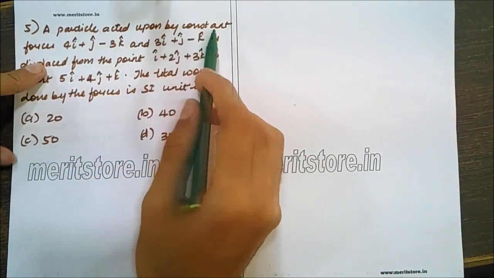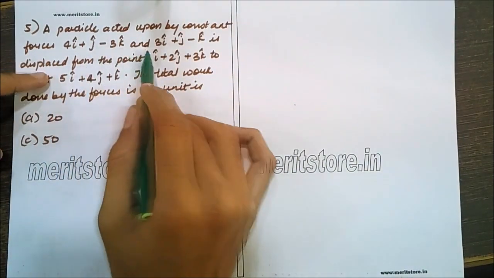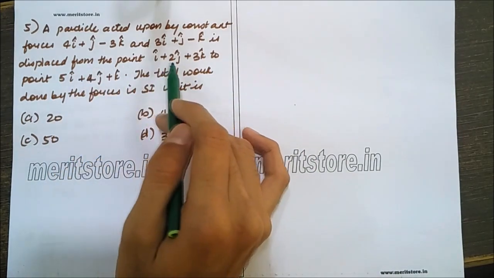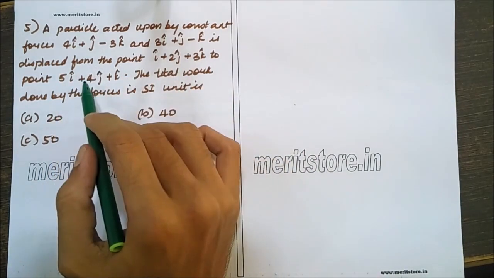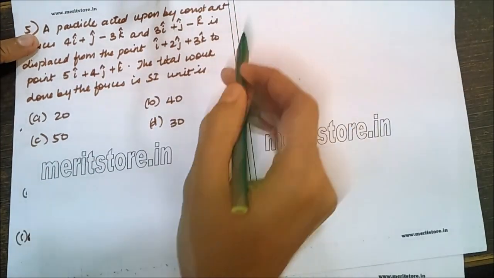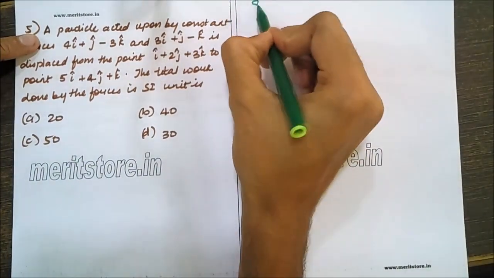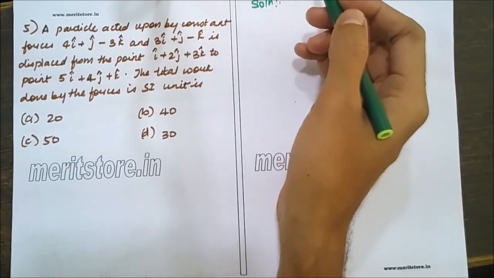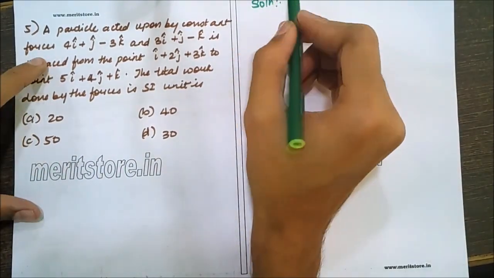A particle is acted upon by a constant force 4i plus j minus 3k and 3i plus j minus k, and is displaced from the point i plus 2j plus 3k to the point 5i plus 4j plus k. The total work done by the force in SI unit is. So we need to find the total work done by the force. So we are given that it is acted upon by two forces.